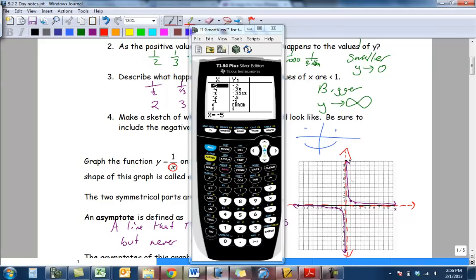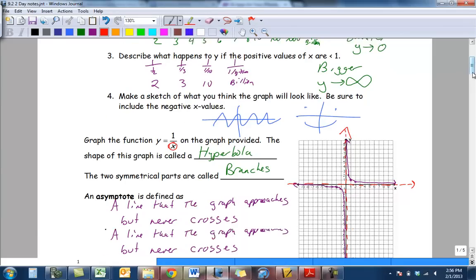Now, for all these graphs, I'm going to want you to plot 3 points on each branch. You can do it by using the trace feature, or like we did here, by using the table, whichever way you like. All right, let's go on to the next thing.